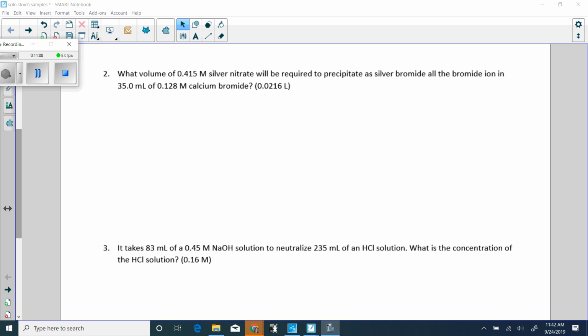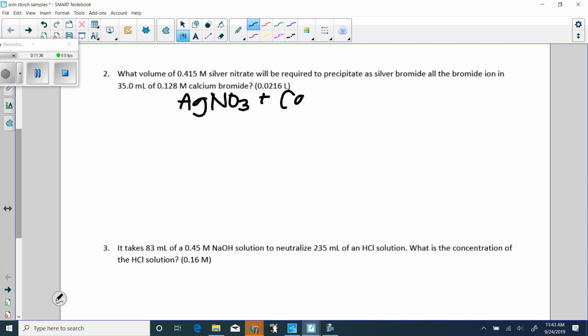What volume of 0.415 molar silver nitrate? Well, this sentence actually doesn't make sense. I think I'm missing a word. What volume of 0.415 molar silver nitrate will be required to precipitate as silver bromide all the bromide ion in 35 milliliters of 0.128 molar calcium bromide? AgNO3, silver nitrate. What this is saying is we're reacting silver nitrate with calcium bromide.